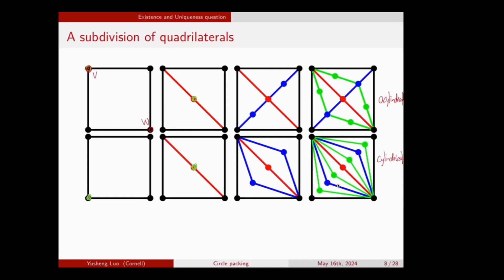On the other hand, for the second example, if we pick V and W as this pair of non-adjacent vertices, there is no way you can find a path that separates V and W. So this is an example of a cylindrical subdivision rule.